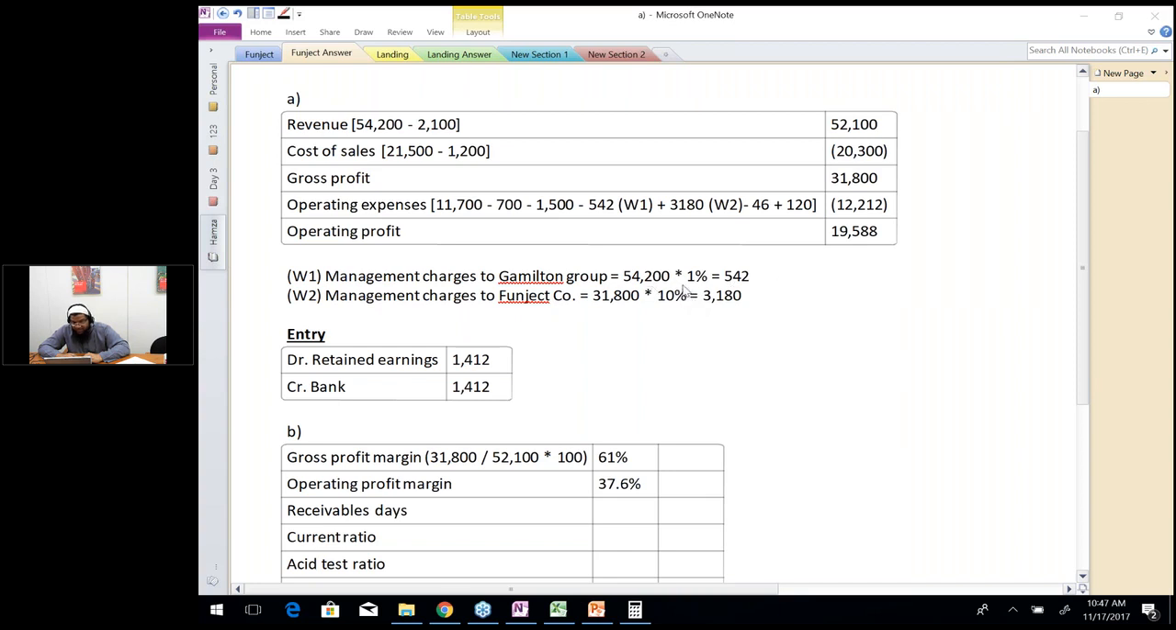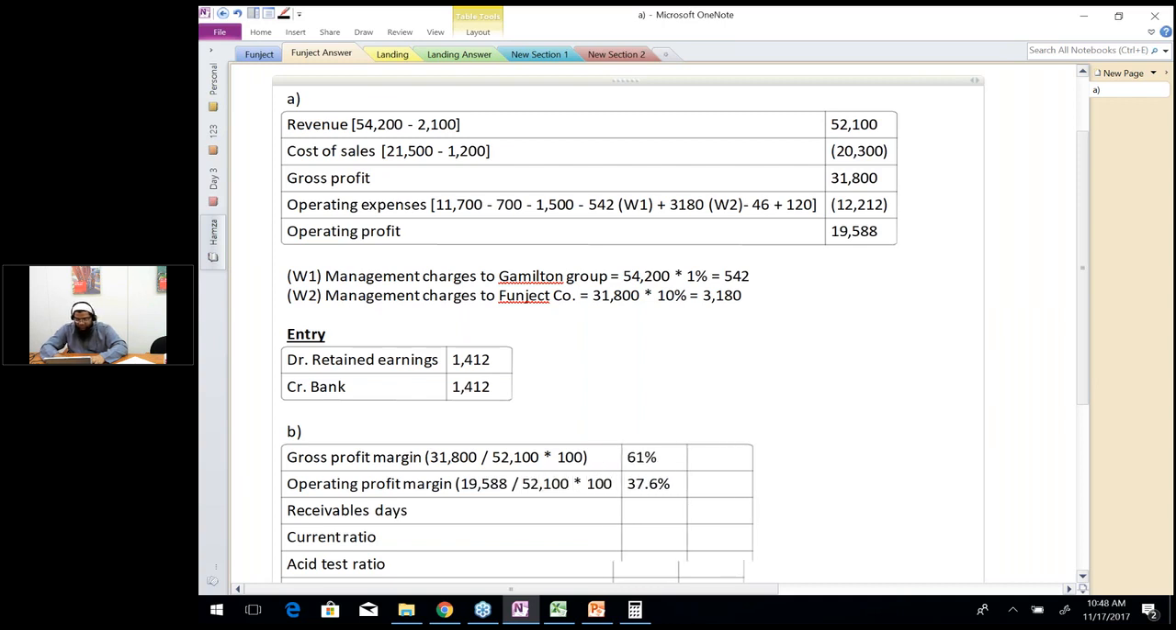Shizai is saying, sir, if this entry is not asked, will we still make this? No, Shizai, if the entry has not been asked, you are not going to make any entry, because the question is going to ask you if any such thing is required. So 19,588 divided by 52,100 into 100 for the operating profit margin.